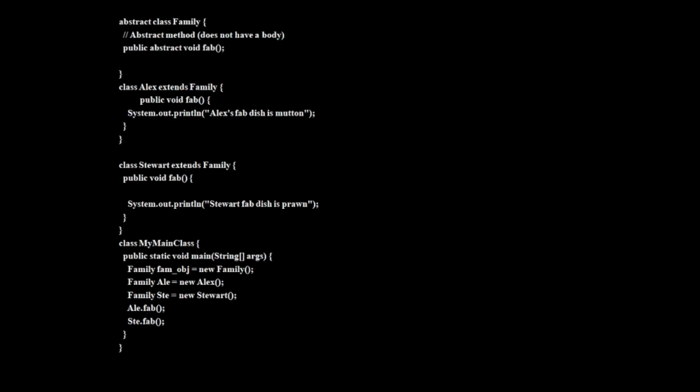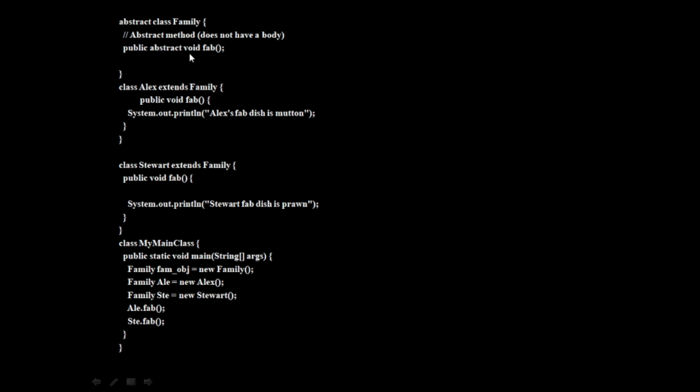So here you can see we are having an abstract class, that is Family, and inside that we are having an abstract method. So an abstract method needs to be inside an abstract class. And abstract methods are always empty, that is, they don't have a body. So why are we going for this kind of logic? Here you can see we are having two family members, that is Alex and Stewart. We want to know the favorite dishes of Alex and Stewart also. So for both of them we need to know the favorite dish. Why create two different methods for retrieving the favorite dishes from both the classes?